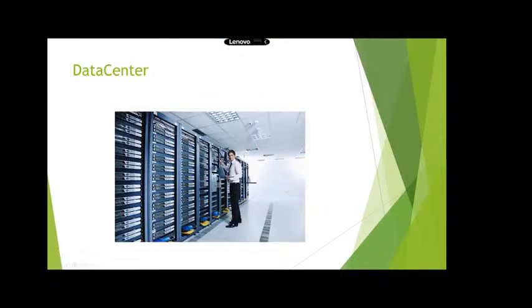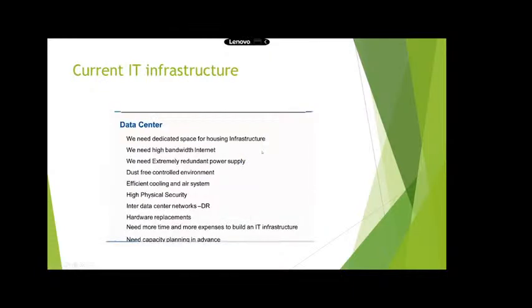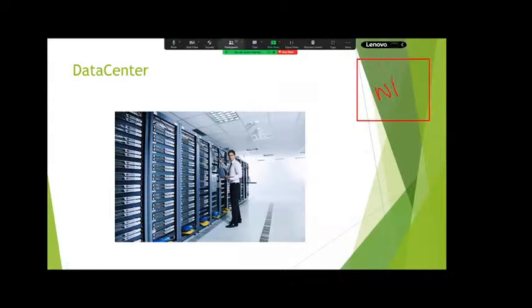First thing, we need dedicated space for housing infrastructure, the point which I have just explained. Next, we need high bandwidth internet. For example, my organization's data center is in New York and I am sitting in Hyderabad. To access the data, our application information, our database, we need high bandwidth internet. That is another cost, right?